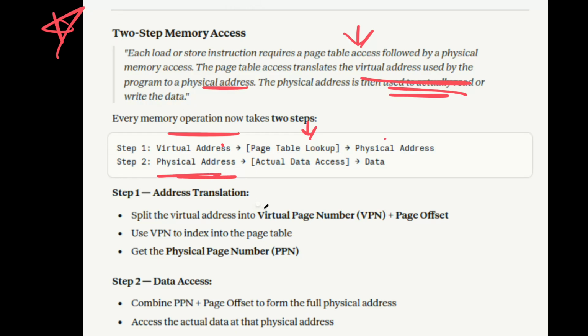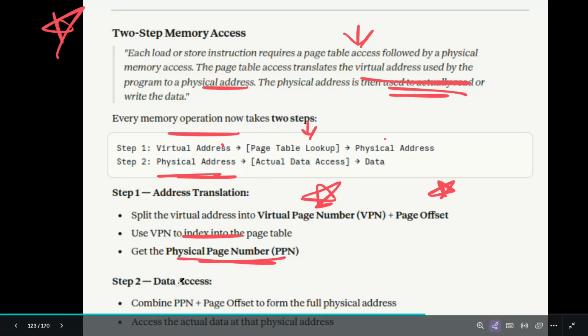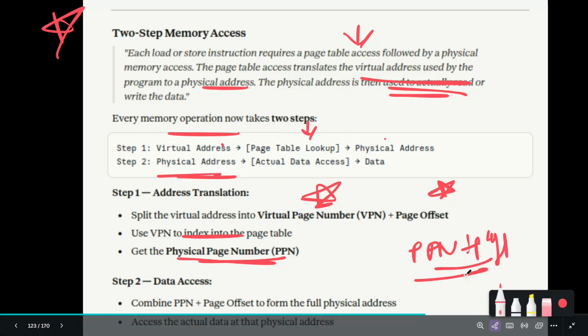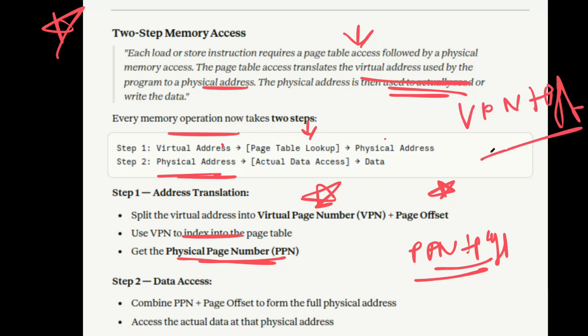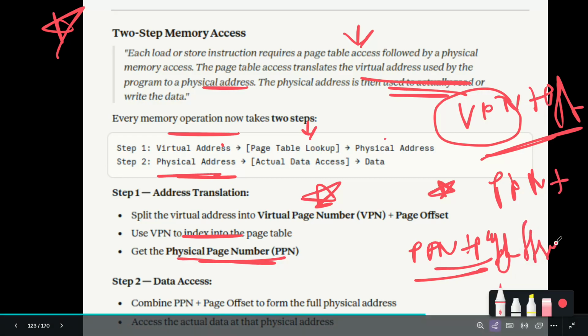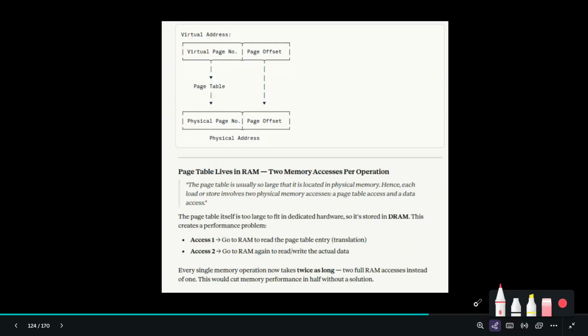That is step 1. We split the virtual address into virtual page number and page offset, and use this virtual page number to index the actual page table and get the physical page number. Then combine this physical page number with the page offset to get the physical address. So the virtual address contains a VPN and an offset. In the page table, we use this VPN as the index and find the corresponding PPN, that is, the physical page number. The offset would be the same, so you combine it with the offset and get the physical address. So by looking at the page table, you get the physical page number.